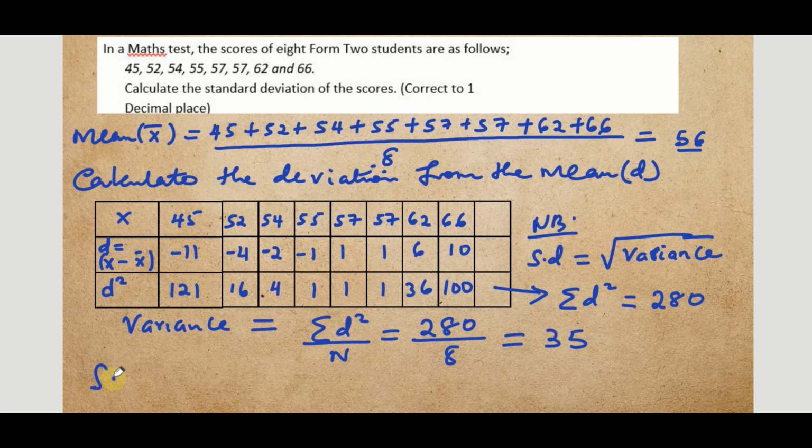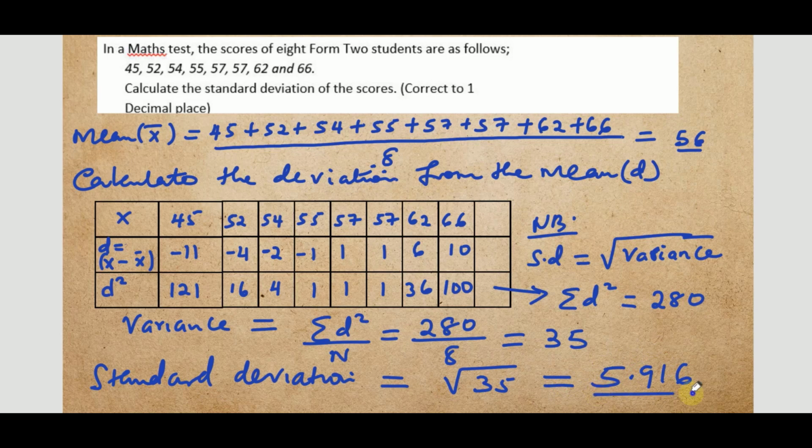Therefore, the standard deviation is obtained by getting the square root of the variance, which is the square root of 35, and this gives us 5.916. So that is how we are supposed to get the standard deviation of this kind of data. And remember that this is ungrouped data.